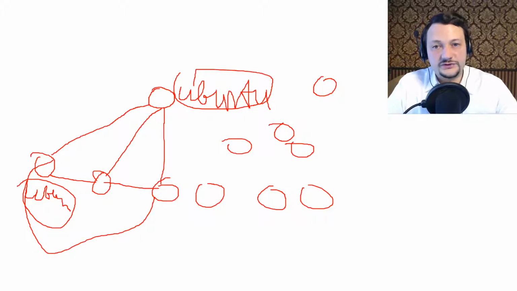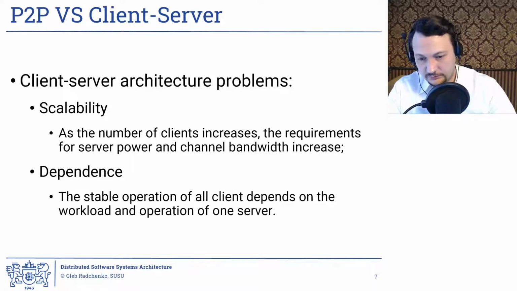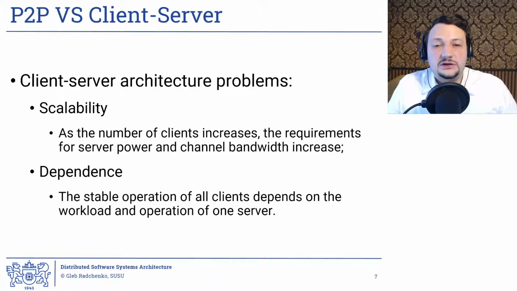That improves the quality of this service, and that is, of course, a very, very nice way to deal with the scalability problem. The second client-server problem that we need to solve is dependence. The stable operation of all clients depends on the workload and operation of one server. And of course, in this case, we would like to improve the quality of the service by creating more servers. And a peer-to-peer system, where each client is a server, allows us to deal with this problem.